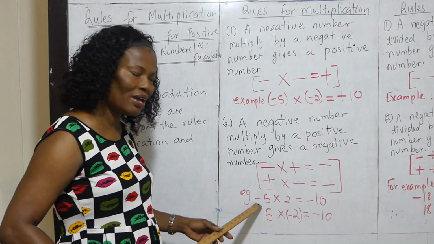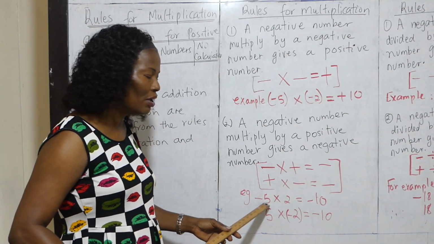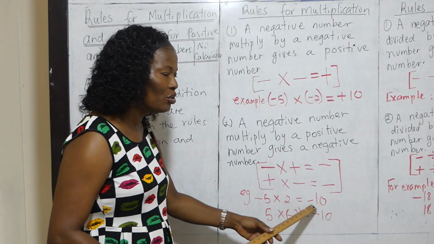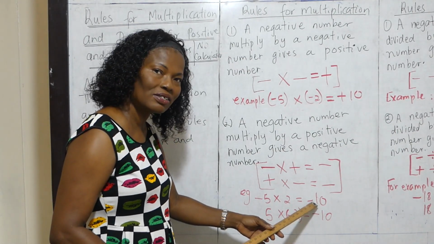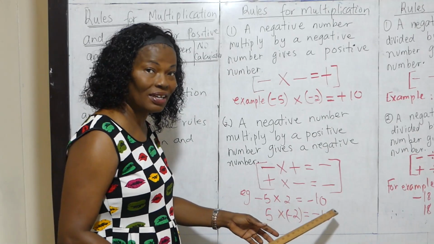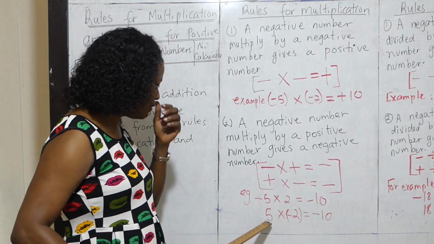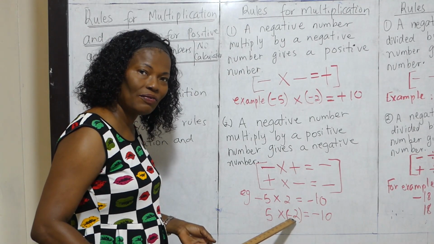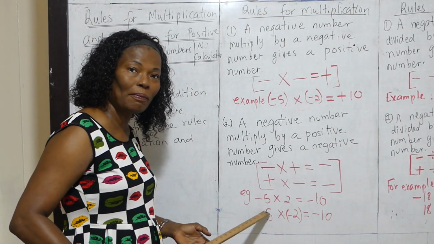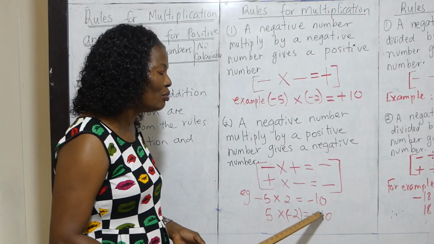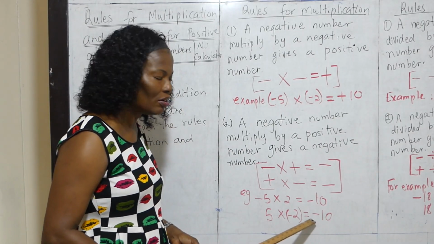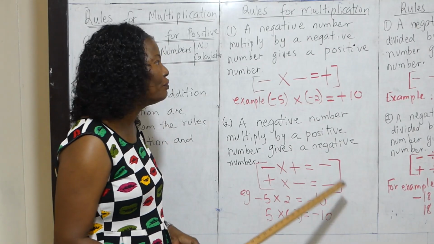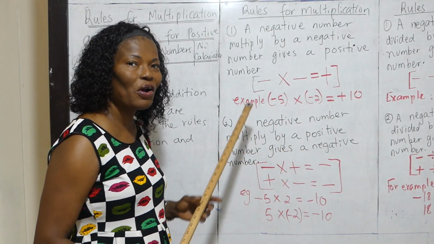So let's look at an example. The first number is negative. The second number 5 is a positive. Two different signs, so your answer gives me a negative answer, and we all know 5 times 2 is 10, right? And then this time the 5 is a positive 5 and the 2 is a negative 2. It doesn't matter which one comes first, whether the positive or the negative, your answer will give me a negative answer. And you just multiply the numbers. 5 times 2 is 10. Good. That's the rules for multiplication.